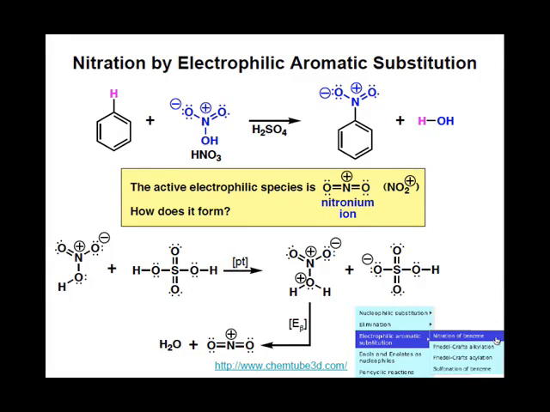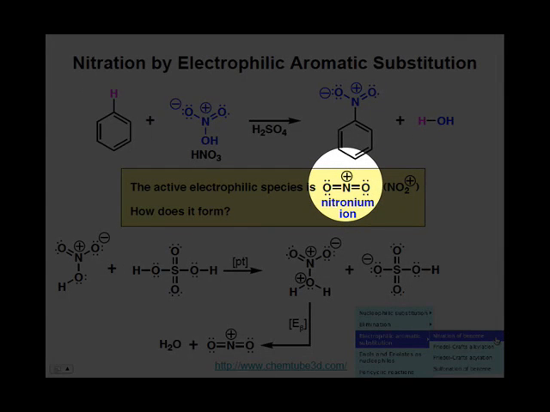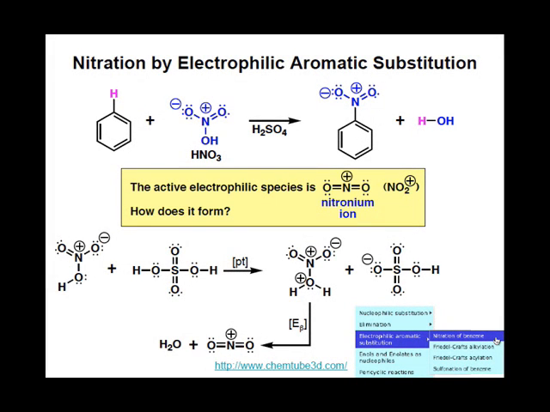Aromatic rings can be nitrated by reaction with a mixture of concentrated nitric and sulfuric acids. The key electrophile in this reaction is the nitronium ion. The nitronium ion is generated from nitric acid, first by protonation from sulfuric acid and then a loss of water.